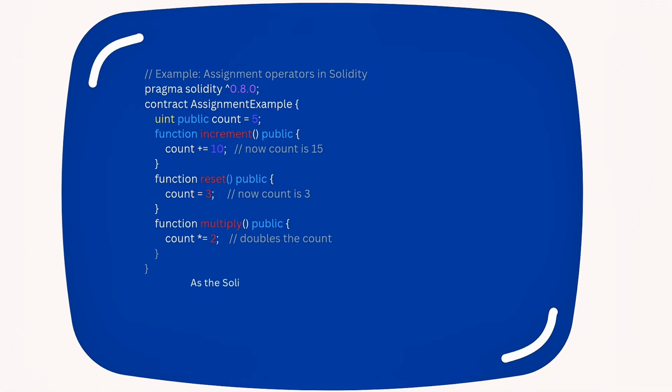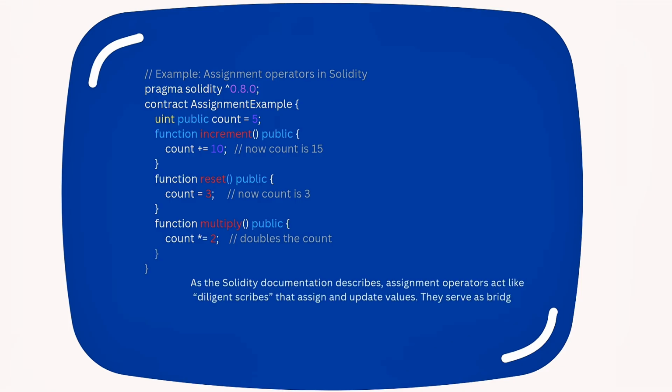As the Solidity documentation describes, assignment operators act like diligent scribes that assign and update values. They serve as bridges between calculations and storage, making them essential for updating state variables inside a smart contract.